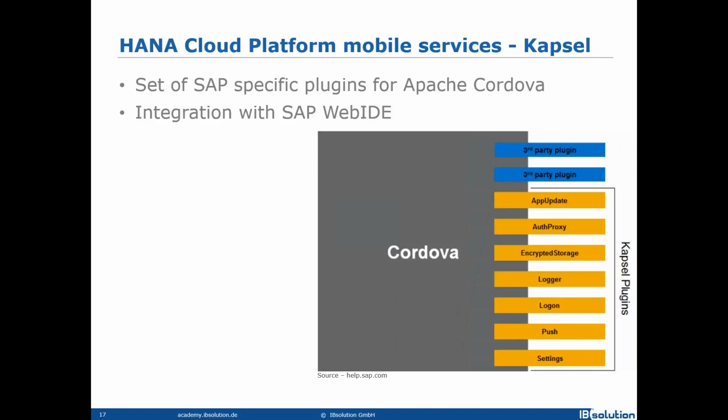And Kapsel is based on Apache Cordova, and it provides you plugins which are connected to the features of the HANA Cloud Platform mobile services. For example, you can do push notifications with the Kapsel plugin. You can do logon, application update, and use encrypted storage, and so on and so on.